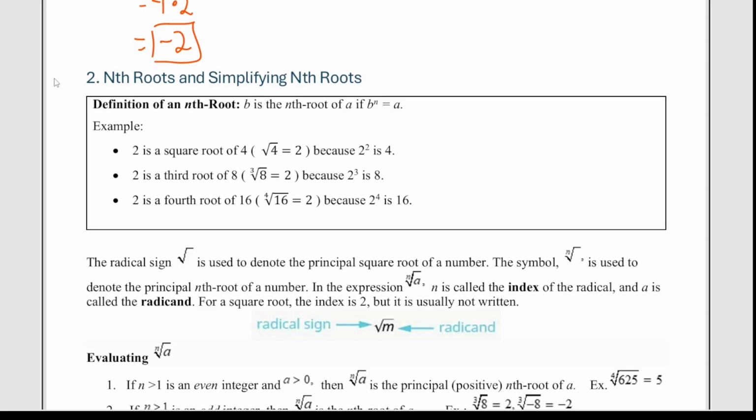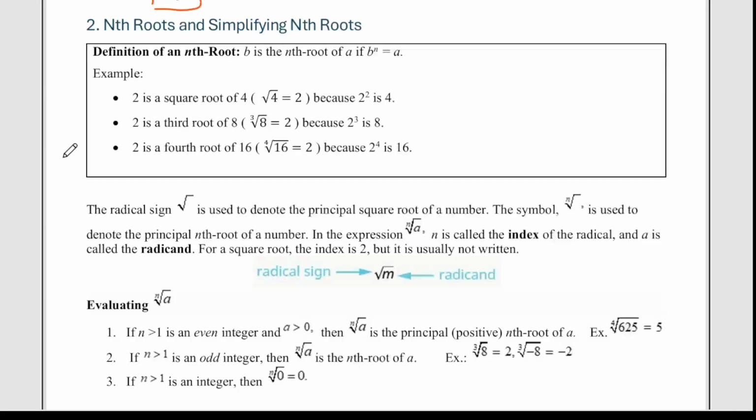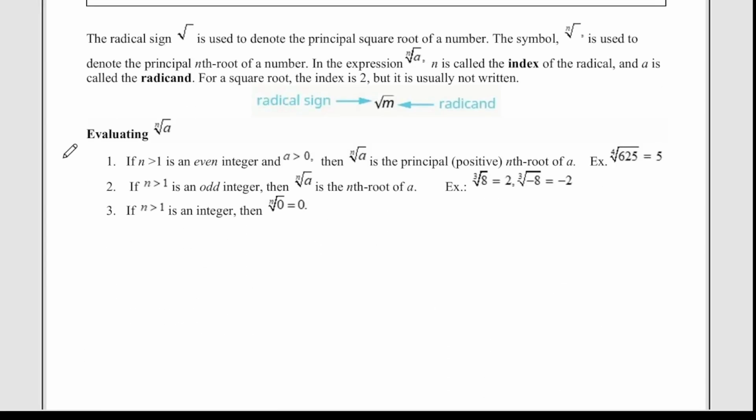And whatever that number is, it's known as the index of the radical, and that tells you how many times you have to multiply in order to get that. The radicand is going to be known as that number underneath the root, and then the radical sign is known as that root itself.